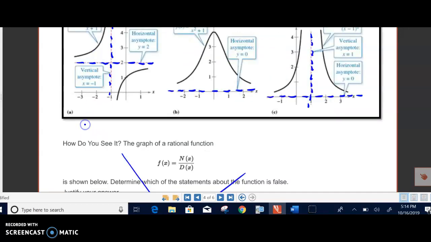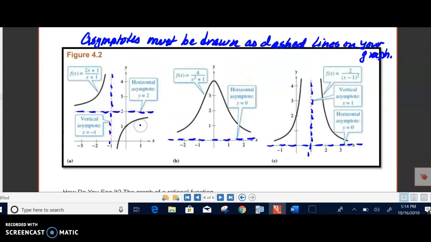Next thing, when you're graphing these, you must mark your asymptotes as dashed lines on your graph. So this first one has a vertical asymptote at -1, mark it with a dashed line. Horizontal asymptote at 2, mark it with a dashed line. This one has no verticals, but it has a horizontal at 0, mark it with a dashed line. Same thing over here, vertical at 1, dashed line, horizontal at 0, dashed line. So we have to do that first when we're graphing.